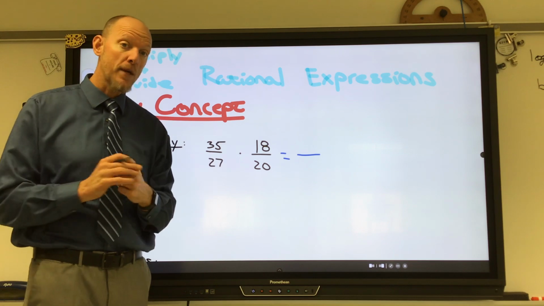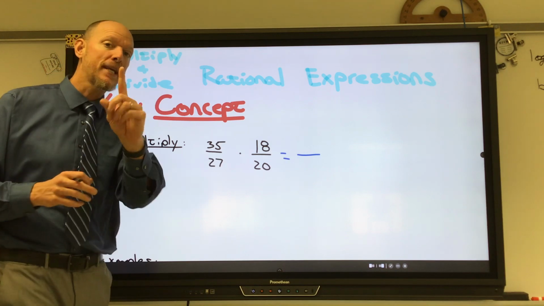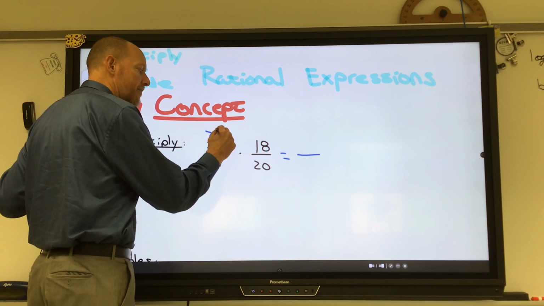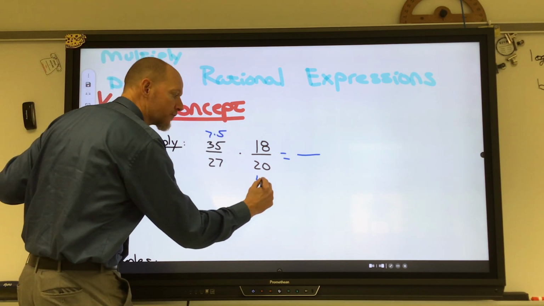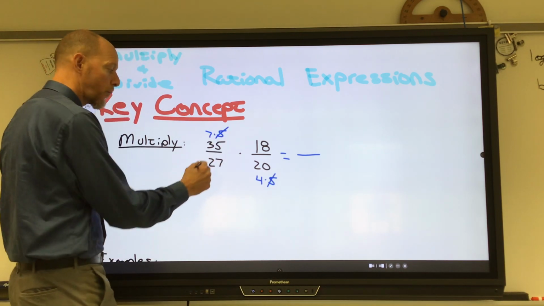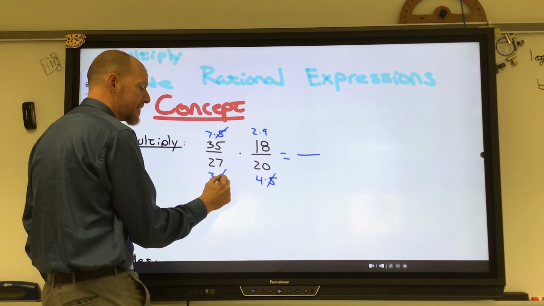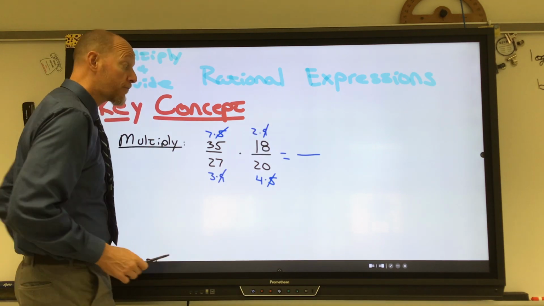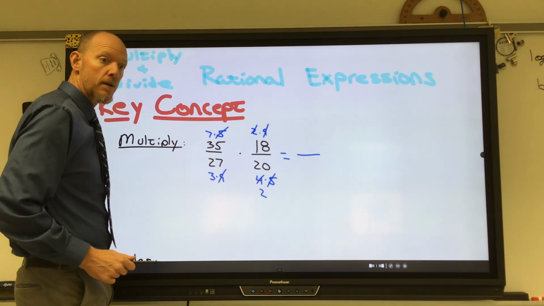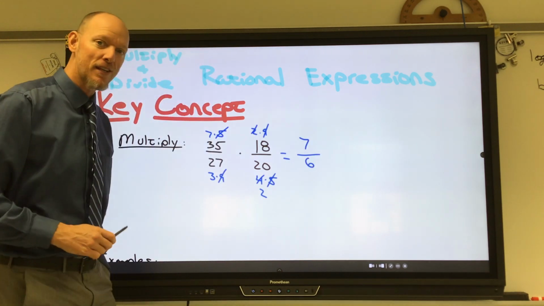Well, the most efficient way to do this is actually to envision how to make the fractions smaller. And we can do so by looking at their factors. Case in point, 35 is 7 and 5. 20 is 4 and 5. These 5s reduce. 27 is 3 times 9. 18 is 2 times 9. These 9s reduce. Furthermore, this 2 reduces with this 4 to produce a 2. So this big expression simplifies down to 7/6.